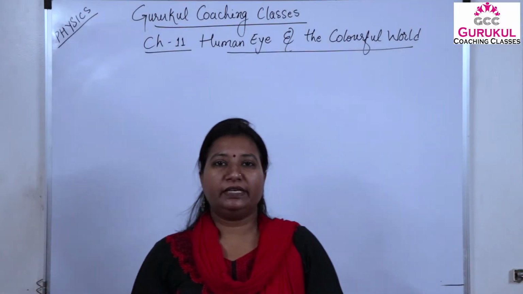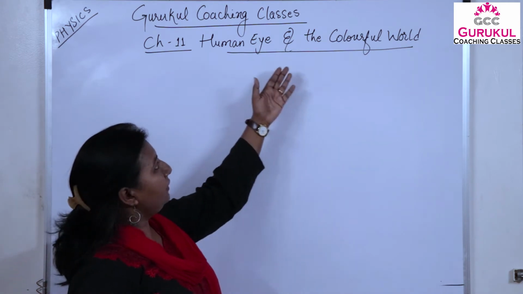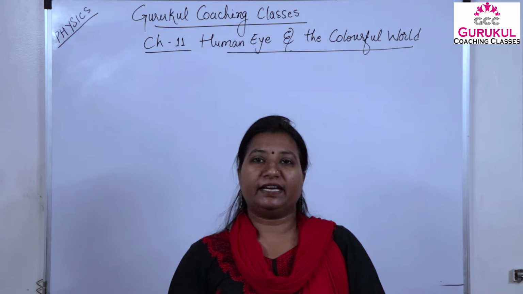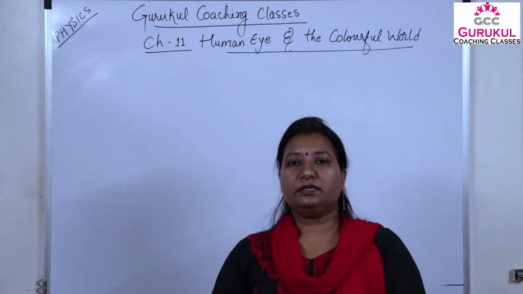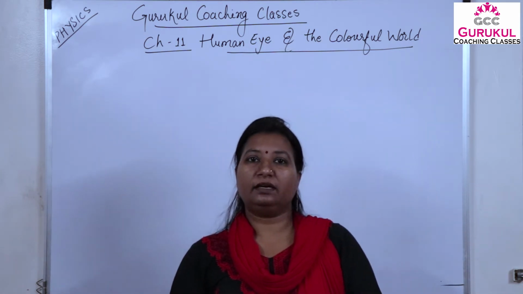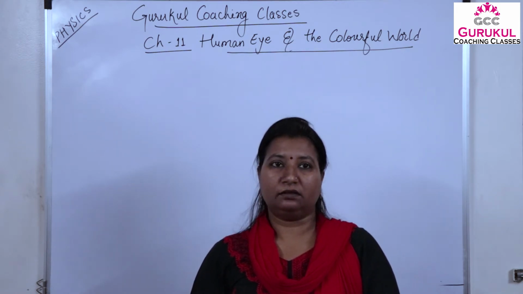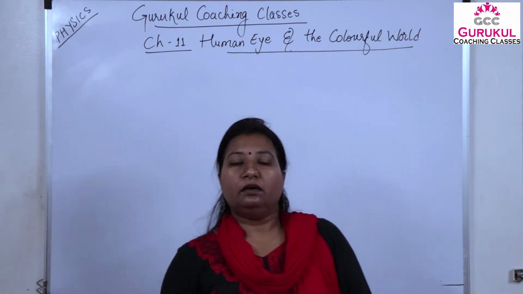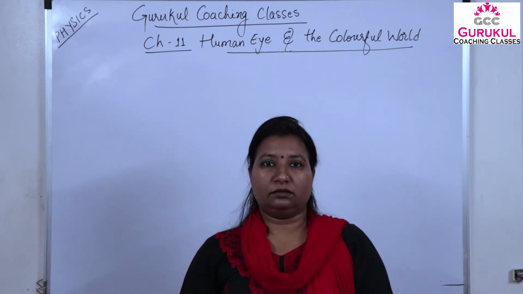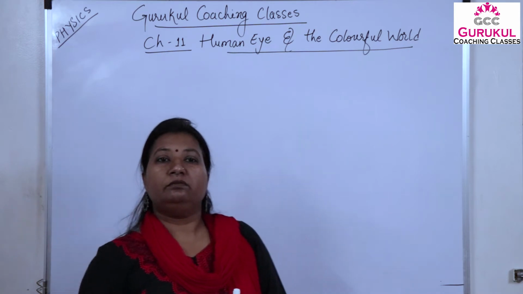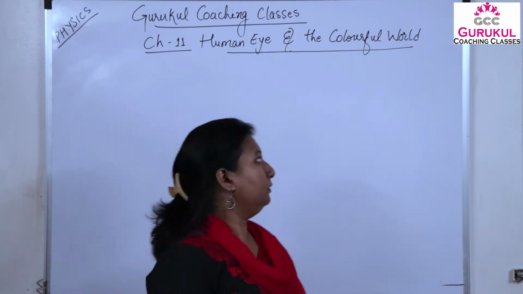Good morning students. Our next lesson is the human eye and the colorful world. Previously we have studied about light, reflection and refraction. In this chapter we have to study about the human eye, its function and various natural phenomena which are taking place in the world, or you can say which are taking place on the earth. So we will first discuss the various parts of the human eye.